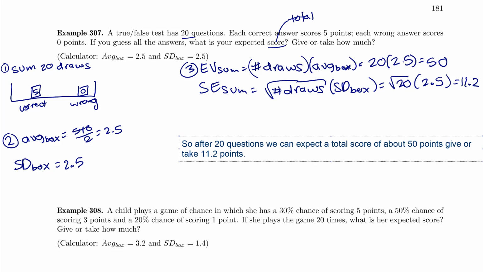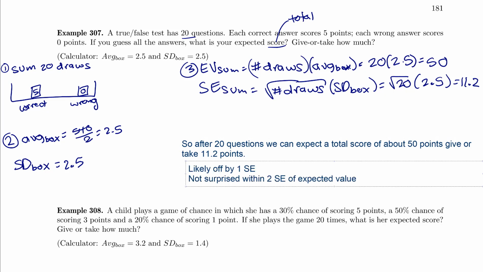Now keep in mind this does not mean you're going to be exactly 50 or exactly 61.2. We could be anywhere within that range, and really that's only one give or take. So we say one standard error. Let's go ahead and write this down for ourselves. So just like when we were working with regression, we can say we're likely off by one standard error, but we're not surprised as long as we're within 2 standard errors of the expected value.